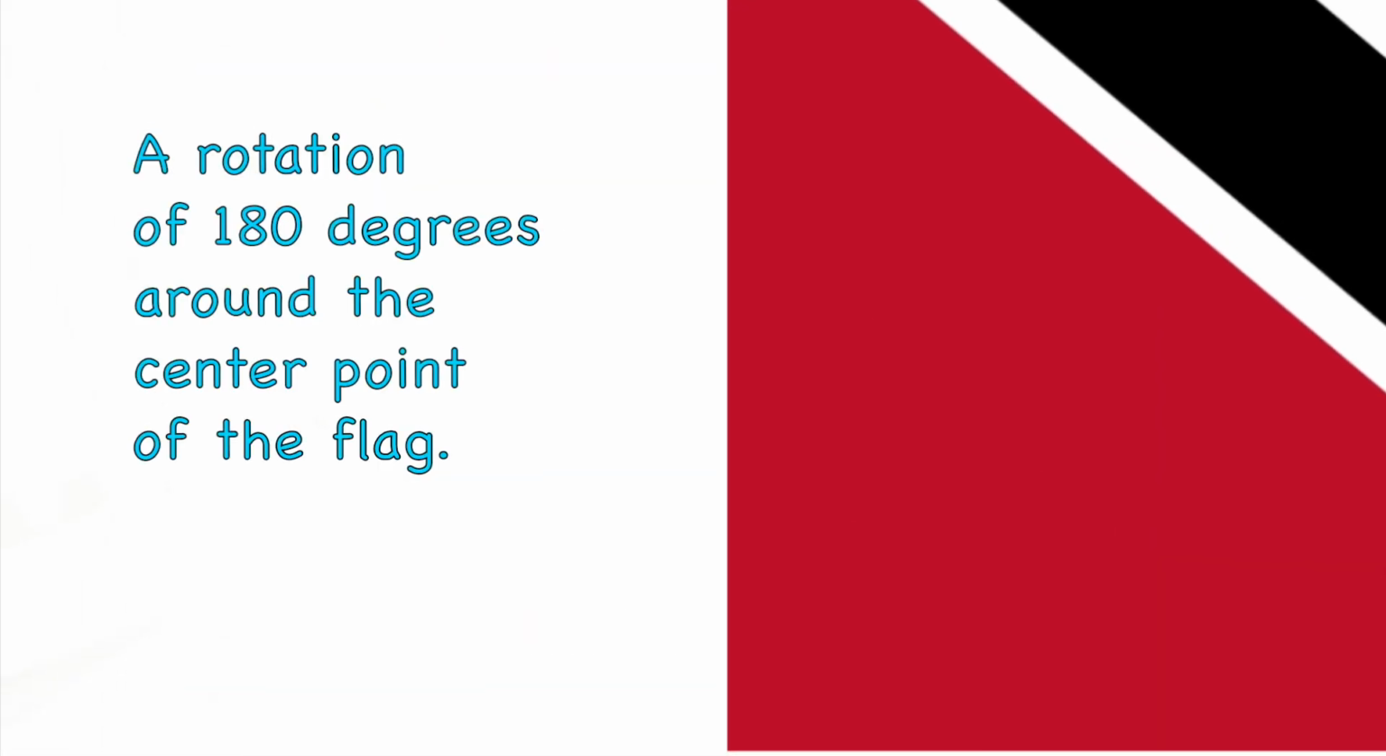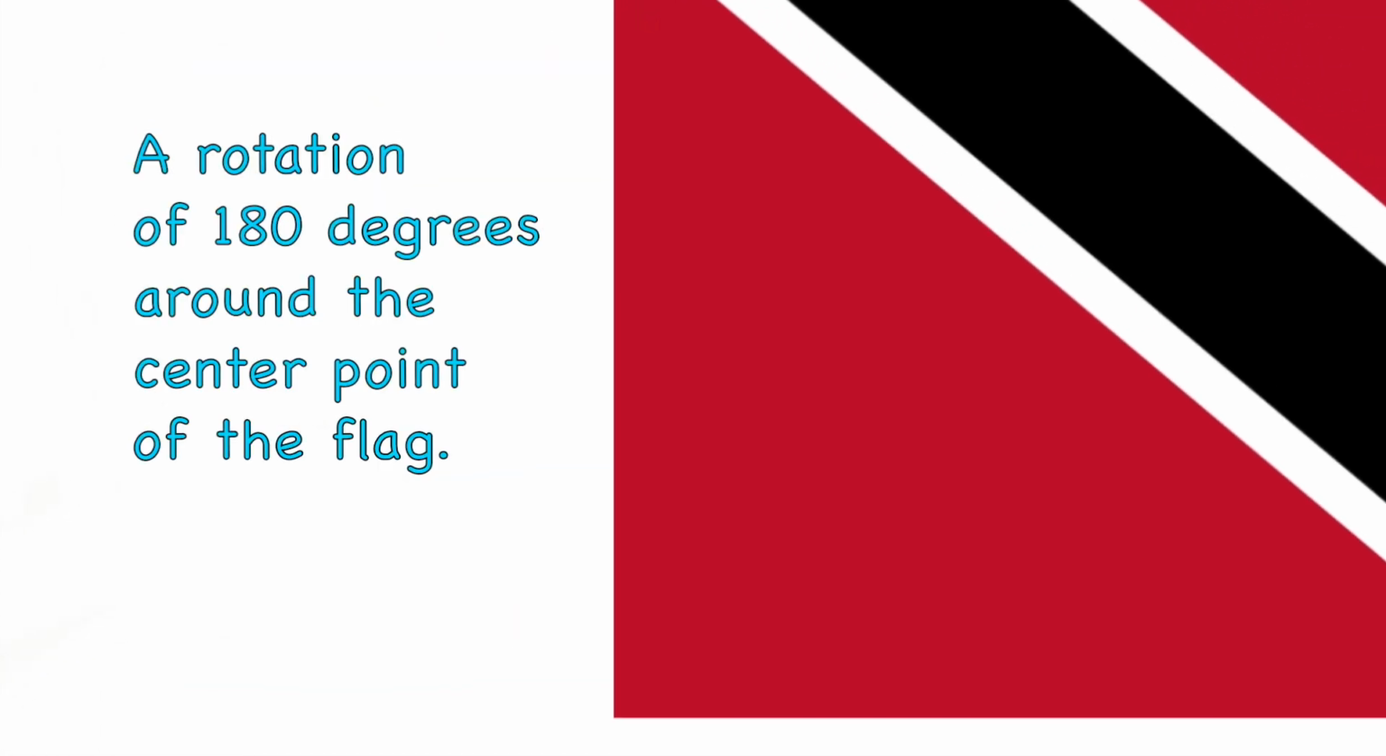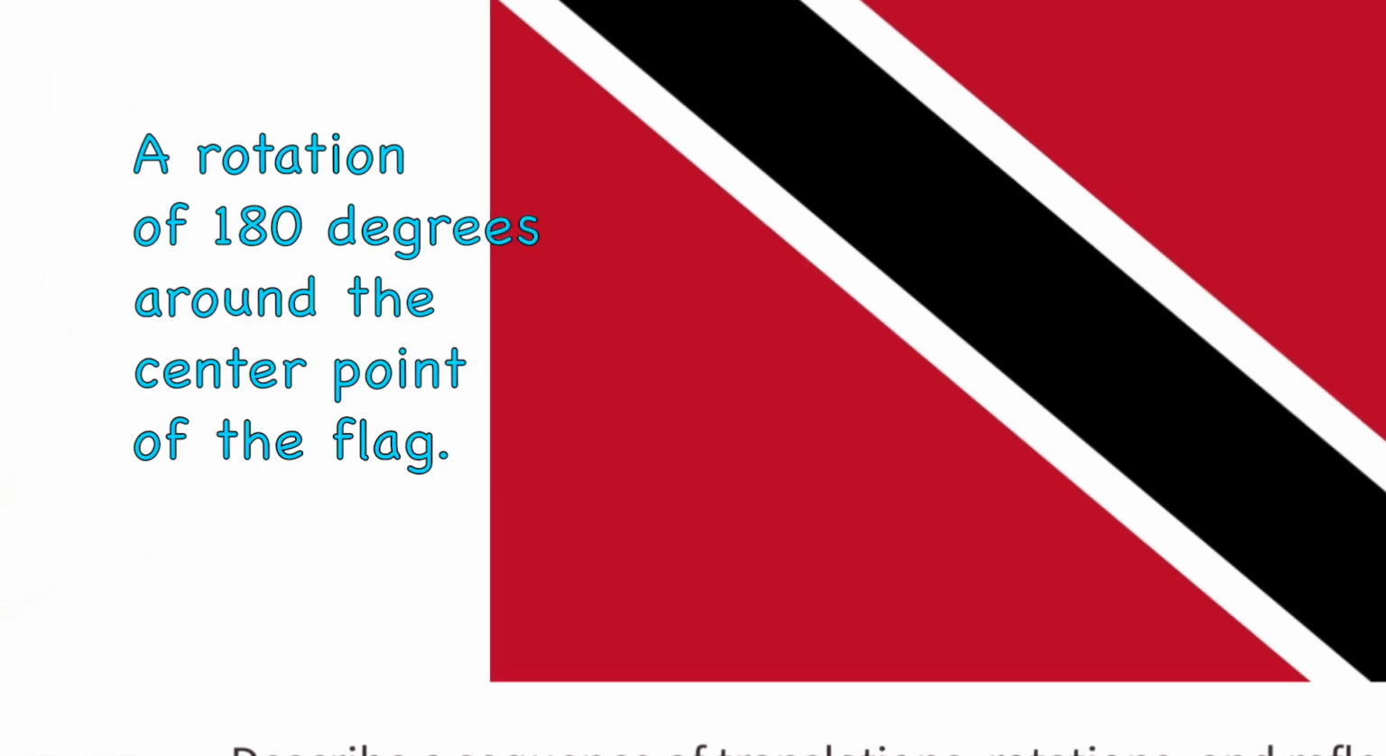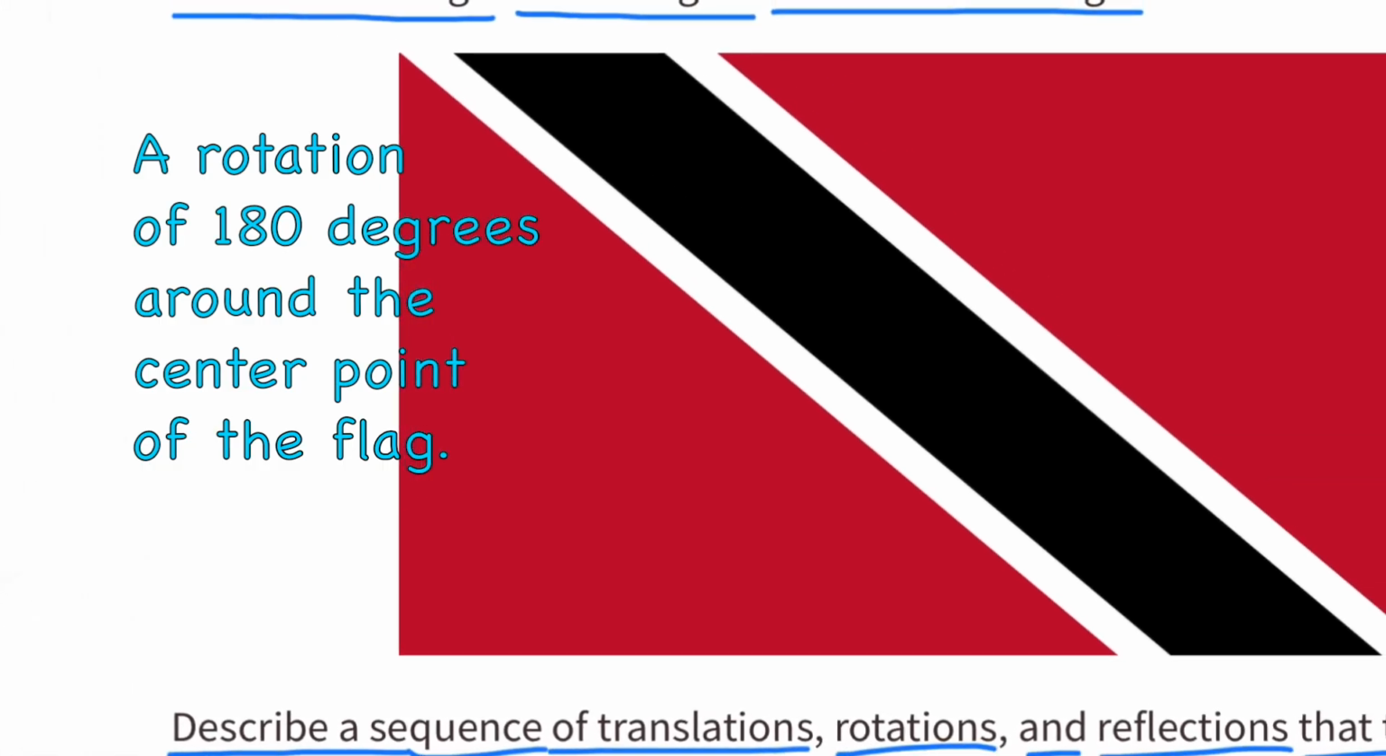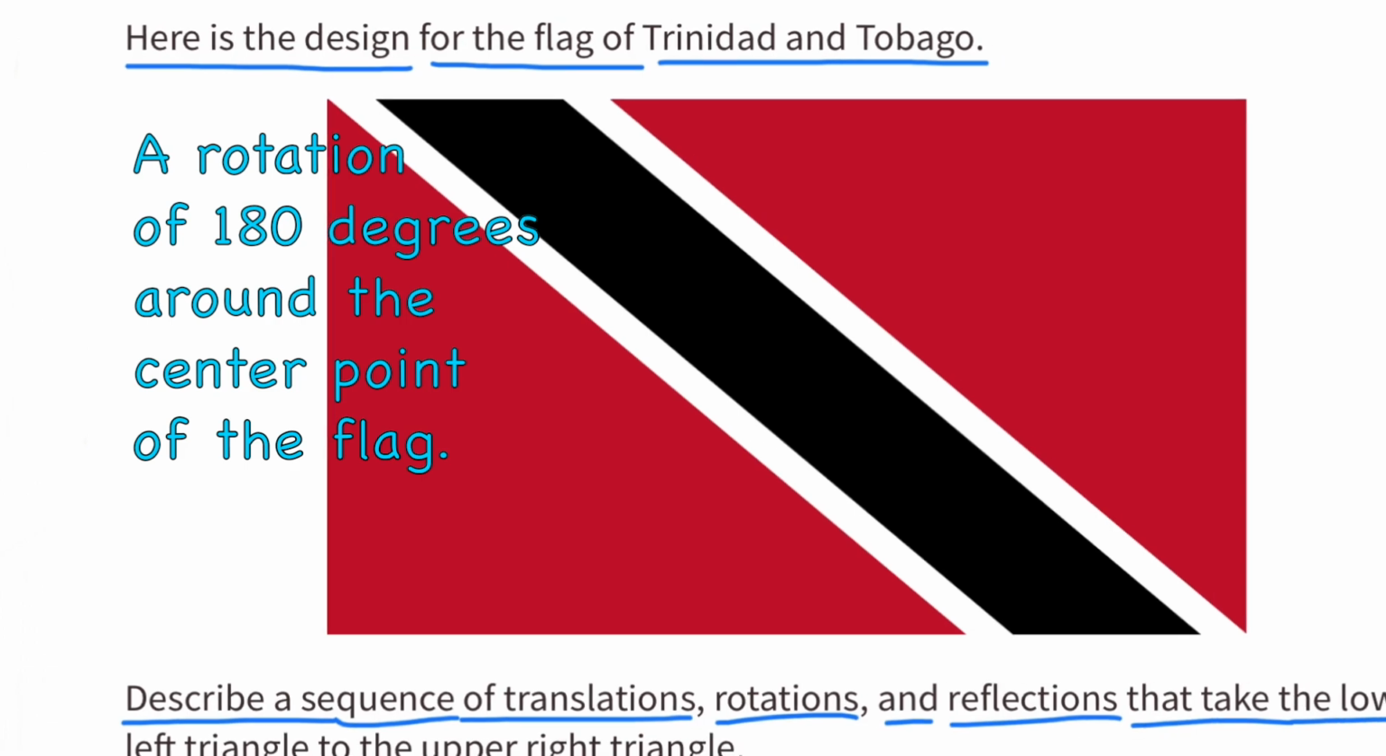A rotation of 180 degrees around the center point of the flag would take you from the triangle on the lower left to the triangle on the upper right.